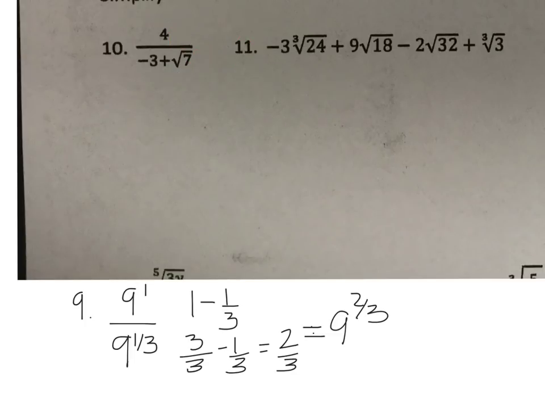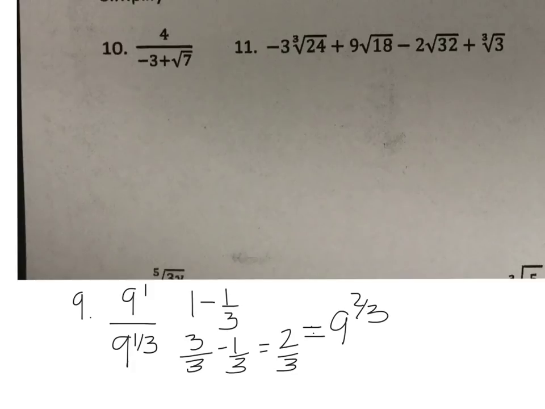Okay. All right, now let's look at number 11. In order to add and subtract radicals, I have to have the same radicand, the number under the radical, and I have to have the same index, the root number. So I can probably get my cube roots to be the same, and I could probably get my square roots to be the same. So what I need to do in order to do that is simplify each root.